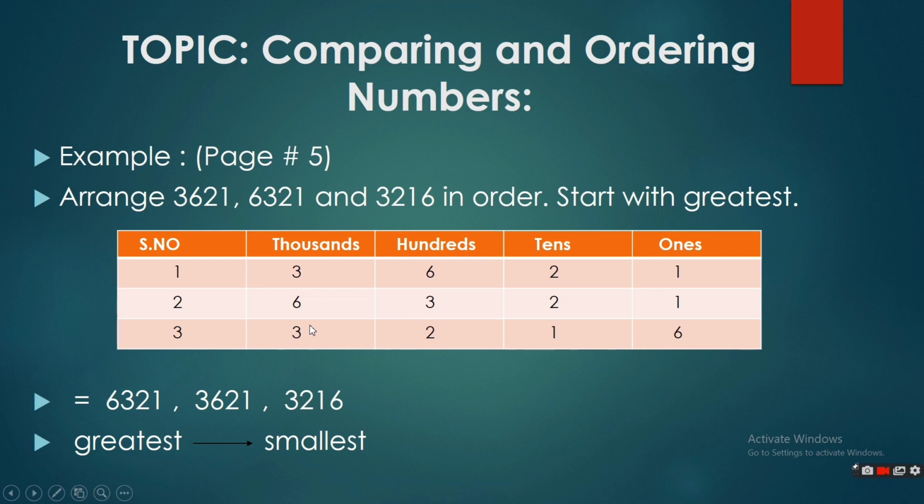So we'll see the next number that is in the hundreds place. So over here 6 is greater than 2, so it means 3621 is greater than 3221. So we will write 3621 next to 6321, and the last number is 3216. So see, by taking help from this place value chart, we arrange these numbers in the order starting with the greatest number.